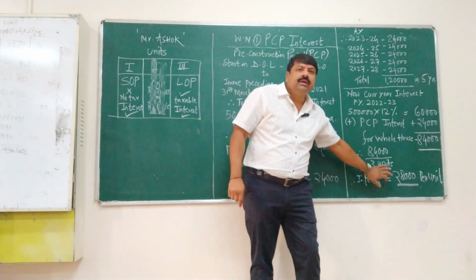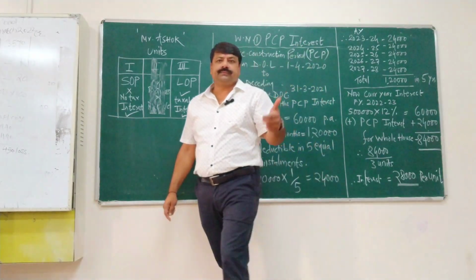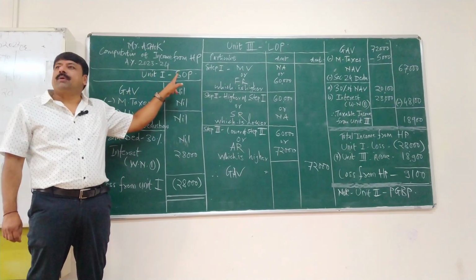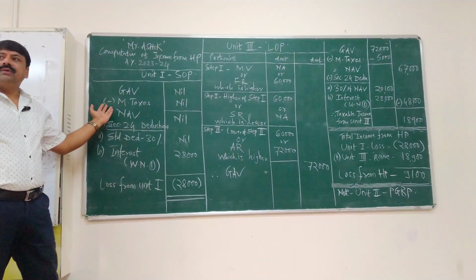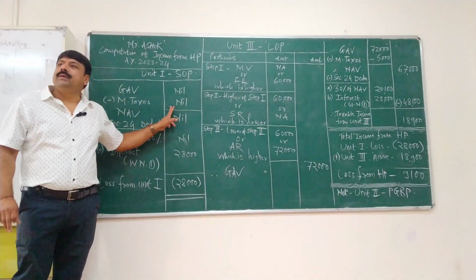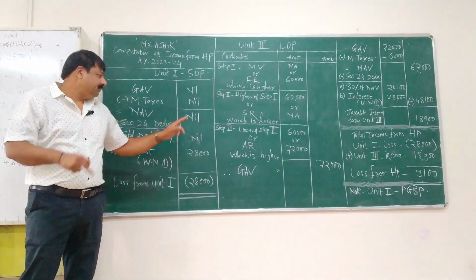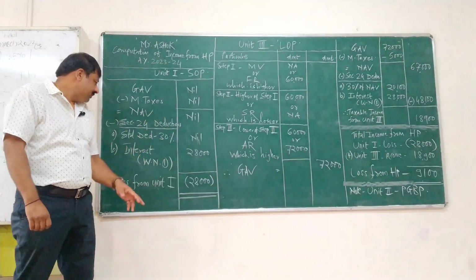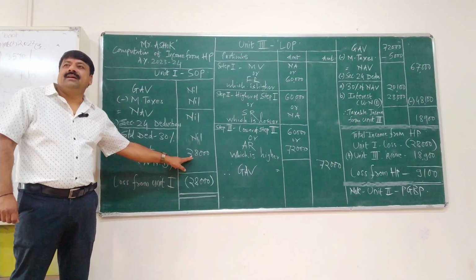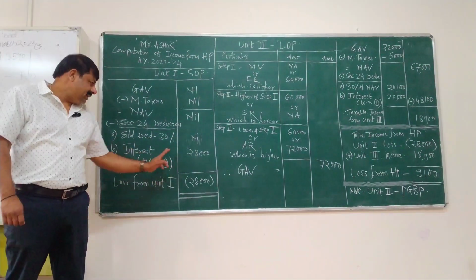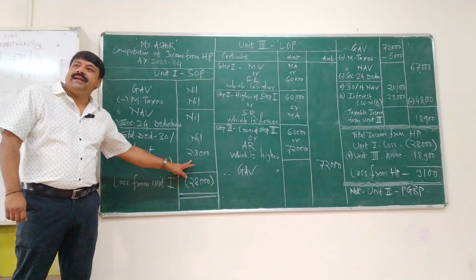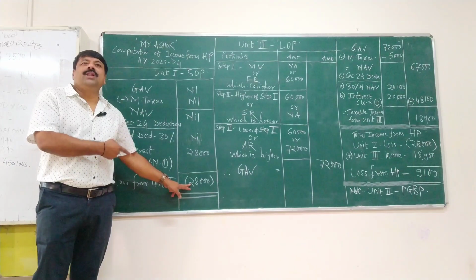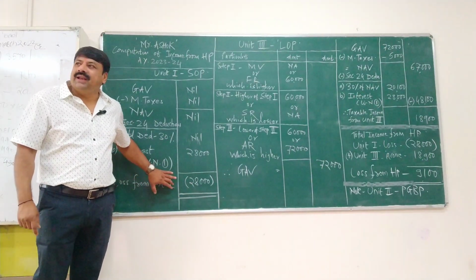Any question, any doubt. 28,000 per unit. House property in the hands of Mr. Ashok. Unit 1 is self-occupied property. So gross annual value nil. No tax deduction will be allowed as it is self-occupied property. Net annual value automatically nil. 30% of 0 is 0. Interest is deductible. Working note number 1, section 24B, 28,000. So loss from unit 1, 28,000. This 28,000 is loss due to interest. This is a benefit to an assessee.